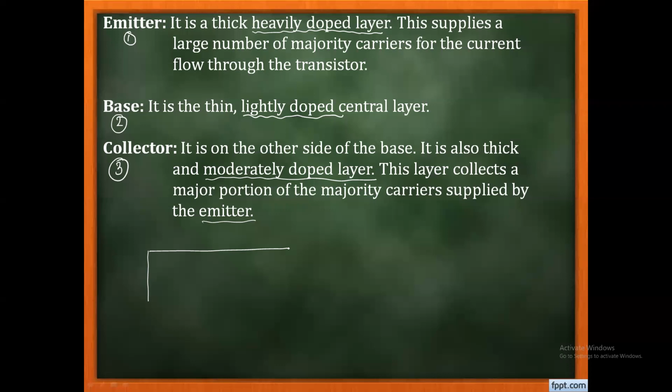Now, based on these three functions, I can draw the block diagram of the NPN type of transistor and the PNP transistor, in a slightly different way. As you know, there are three regions. Out of that, the base region is very thin and very lightly doped, so I can show the base region as very thin. As compared to the emitter and collector, the area of the base region is very small.